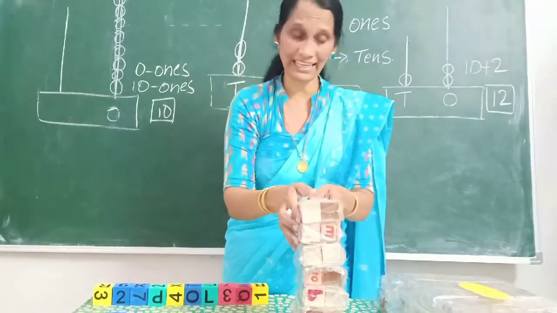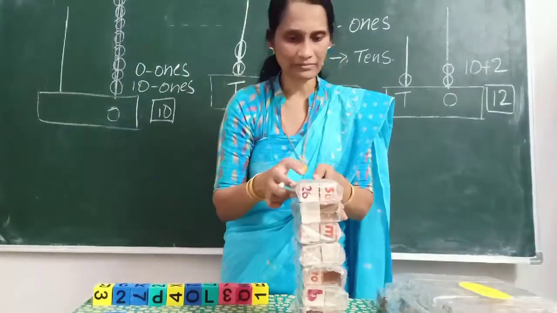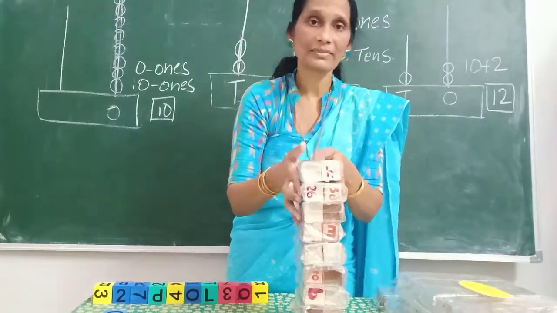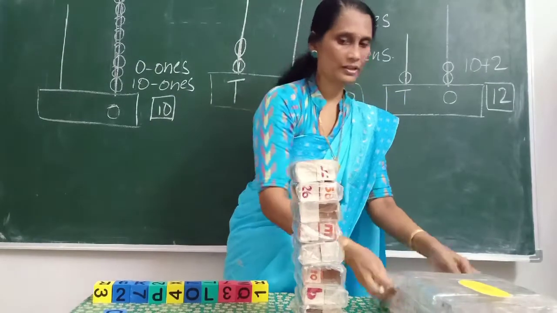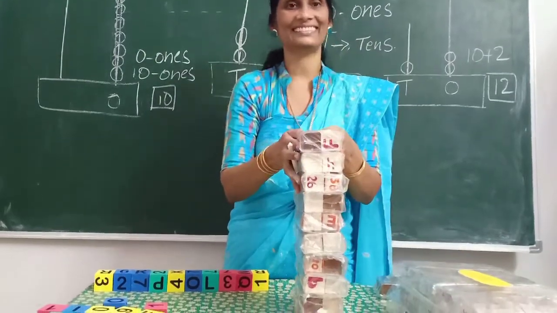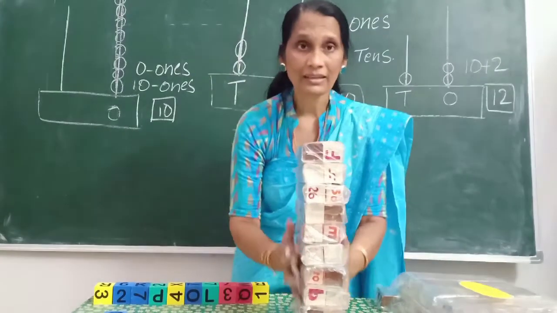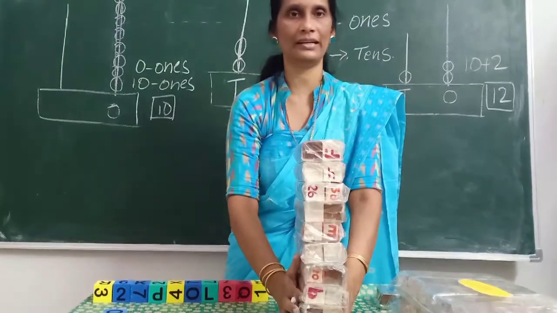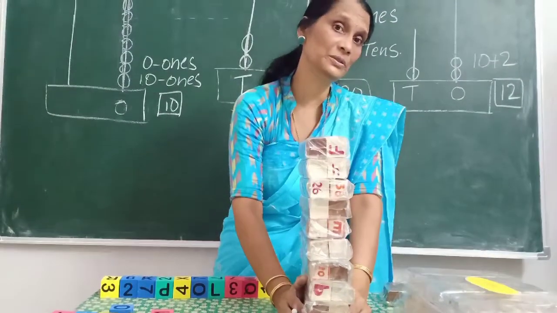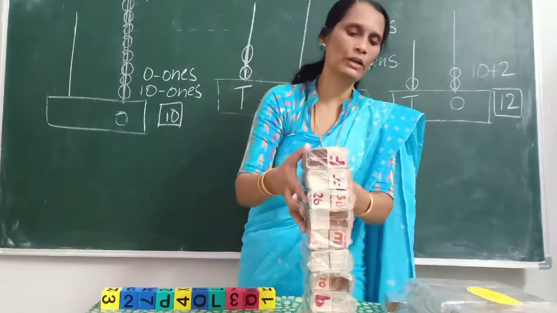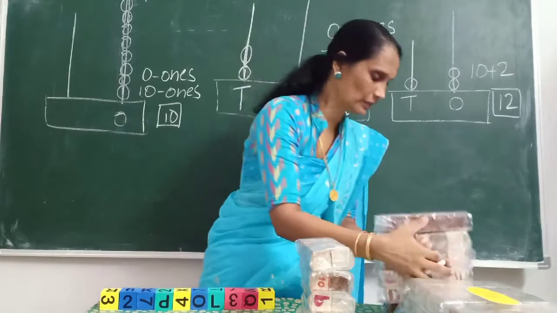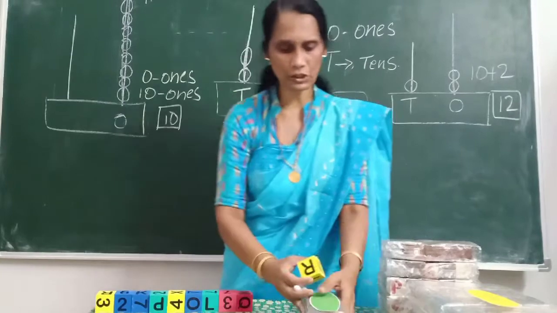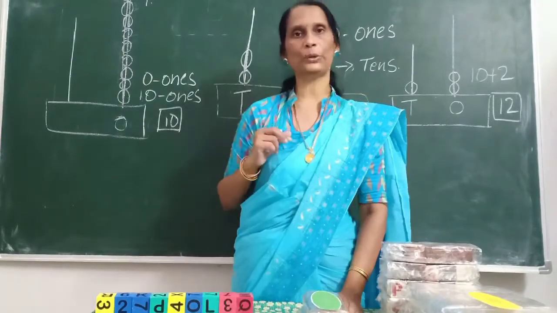One more 10, 7 tens, 70. One more 10, 8 tens, 80. One more 10, 9 tens, 90. And one more 10. It will become 100. Right? When it is coming to 100, what we will do? Okay, we will see. Before that, let us see how to write 21. Okay, this is 20. 20 plus 1, 21.